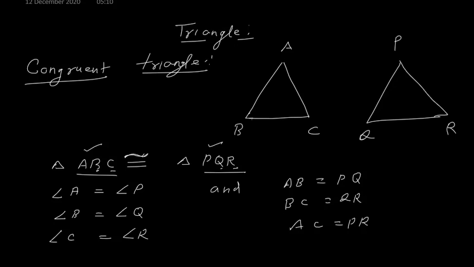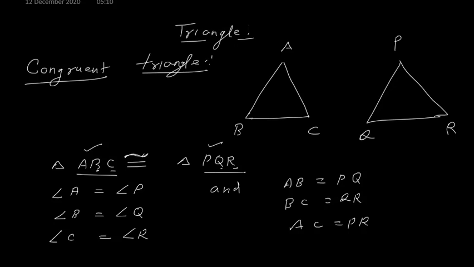Means if side AB is equal to side PQ, then as I write AB in triangle ABC, in the same way I should write PQ in triangle PQR. So I cannot say that triangle ABC is congruent to triangle QRP or triangle RPQ or triangle QPR. Okay, I can only say that triangle ABC is congruent to triangle PQR.